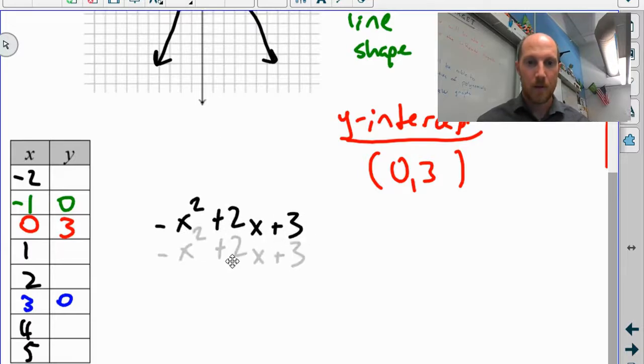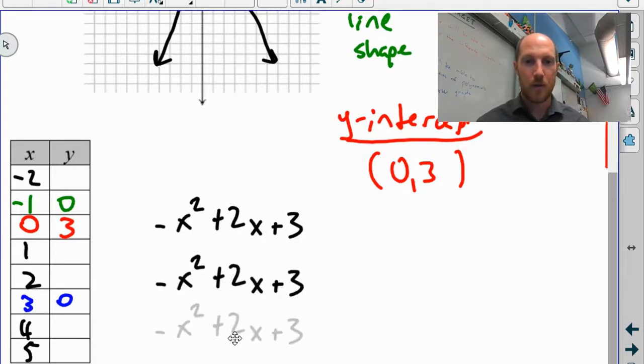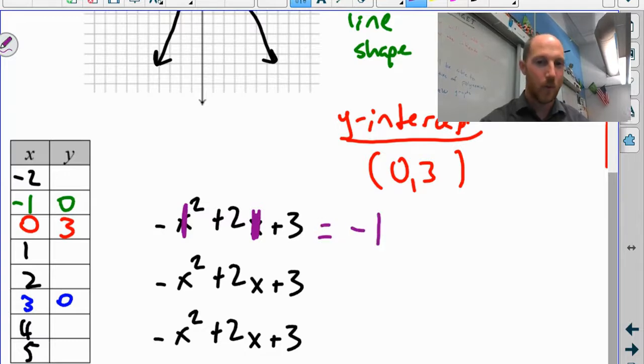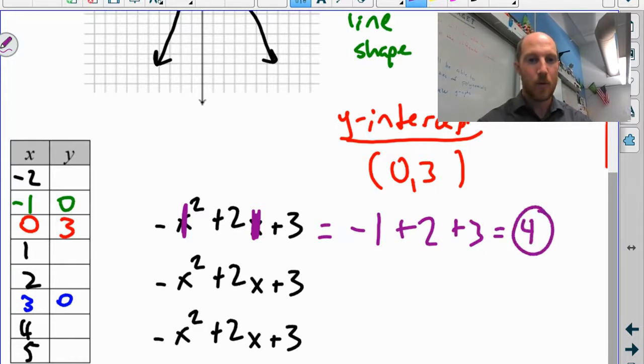So let's try x = 1, which is right on the top of this. Change this to a 1. So -1 squared, that's -1. 2 times 1 is 2, and then +3. So -1 + 2 + 3 gives me 4.